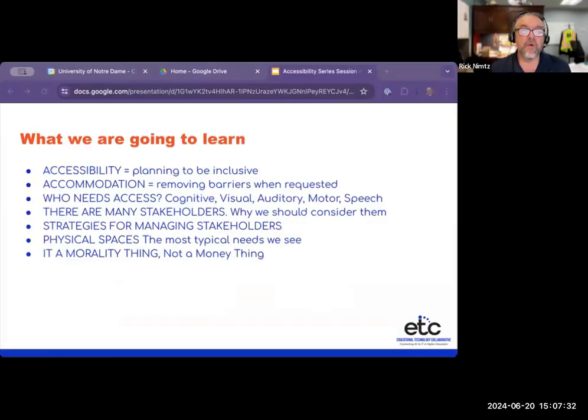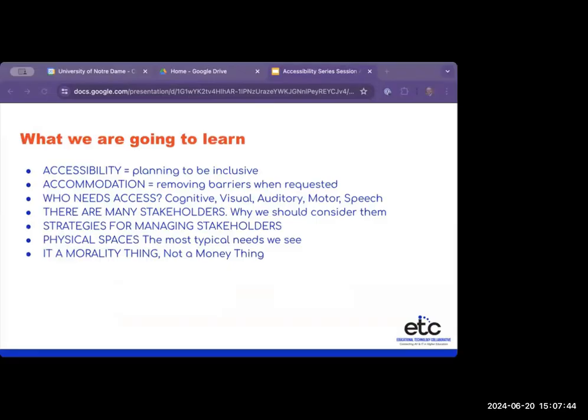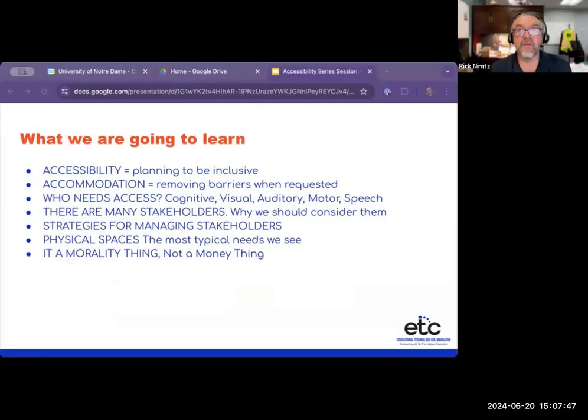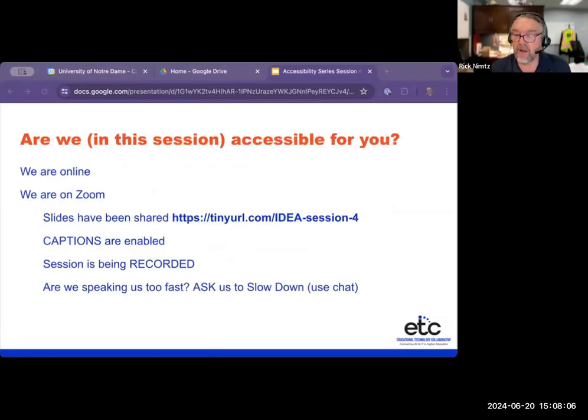And so what are we going to learn today? We're going to learn about accessibility, what it is, accommodation, and the difference between the two. Who needs access, and what types of access do they need? We'll talk about the stakeholders involved in the process, building our rooms so that people can actually use them, and the rooms themselves. What we're going to talk about doesn't have anything to do with money. It's more morality.